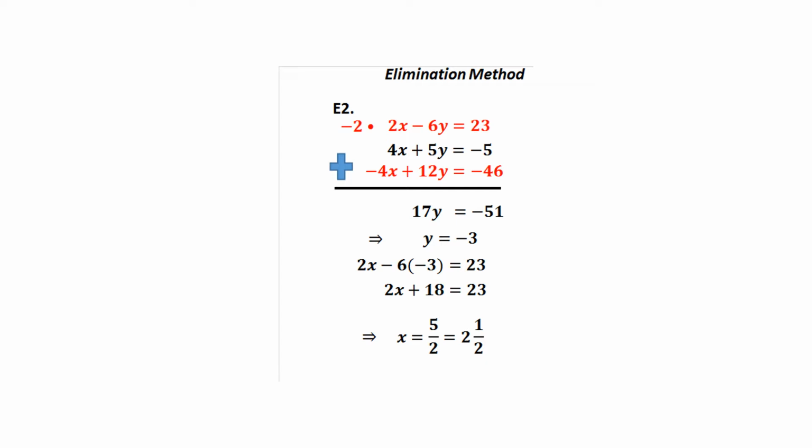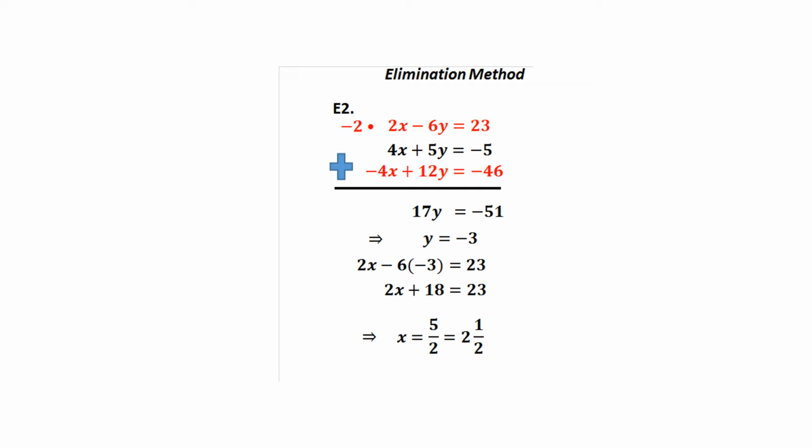So we do that, and that equation where we multiply by negative 2 is written in red below the 4x plus 5y is equal to negative 5. So negative 2 times 2 is negative 4, negative 2 times negative 6 is plus 12y, and a negative 2 times 23 is negative 46. Now if we add the 2 equations, the x's go away, and we have 17y is equal to negative 51, and if you divide both sides by 17, y is equal to negative 3.